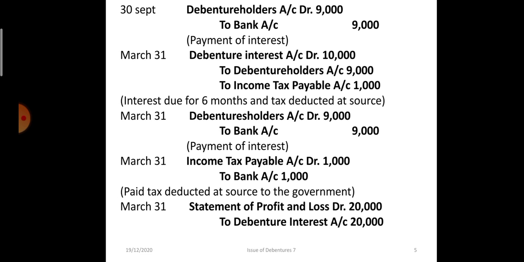Clear? All of you? Interest is paid half yearly, so 2 times interest, debenture interest is debited and debenture holders is credited. Okay, like this one, this entry was passed twice. Okay, then interest was paid and tax was paid. A closing entry, statement of P&L, is passed once only.